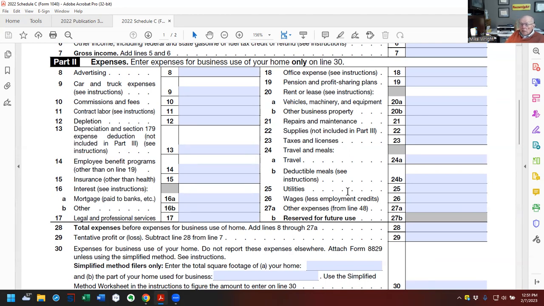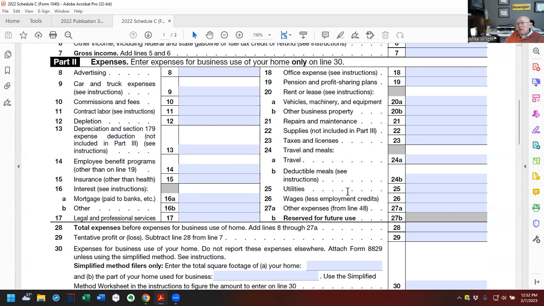Then we have travel and meals. Travel is pretty much self-explanatory, but we also have deductible meals. Why does it say deductible? Because not all meals, and not the full amount of any meal, is without tax deduction.